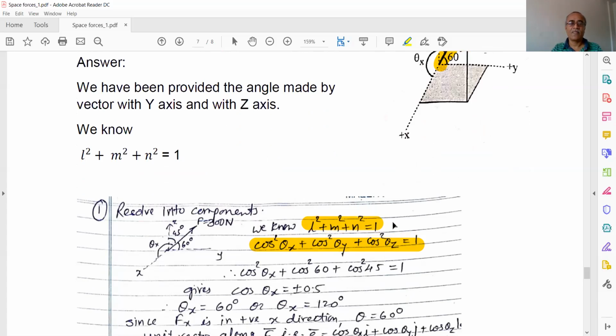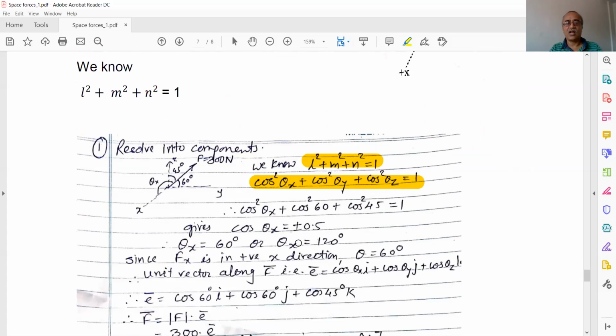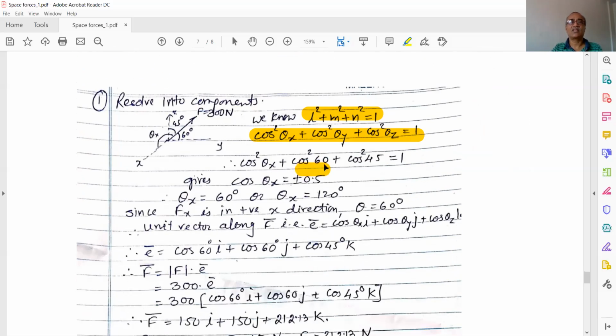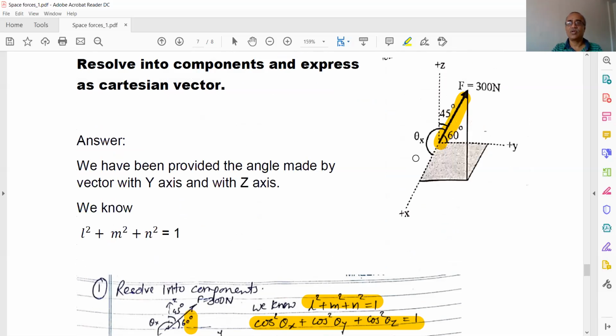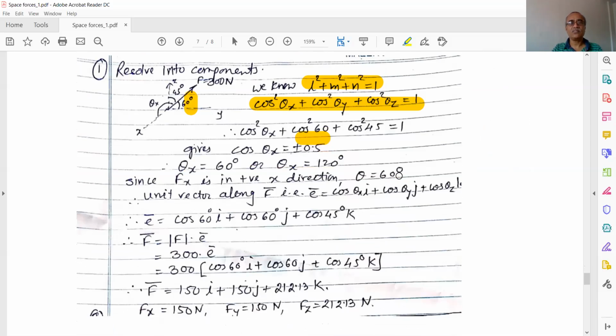That we know already. What we have been provided are the two angles, and what we don't know is the angle made by that line with the x-axis. That we don't know, that we will be finding out. So I kept those values over here. Theta y is 60 degrees, theta z is equal to 45 degrees, and we can find out theta x as cos theta x is 0.5. That will give me theta x is equal to either 60 degrees or 120 degrees.